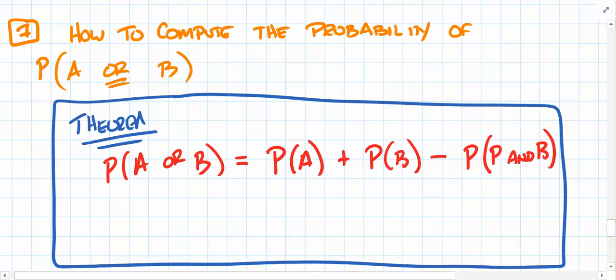Yeah, if they can happen together, meaning that they're not mutually exclusive, then I would be double counting in the first two slots, the probability of A and the probability of B. I would be double counting. I'll show you an example of that, right?